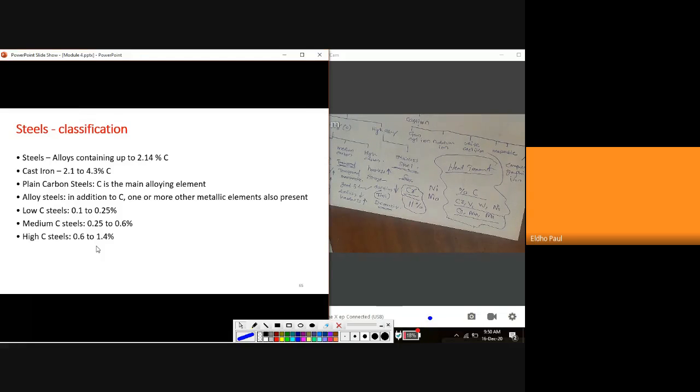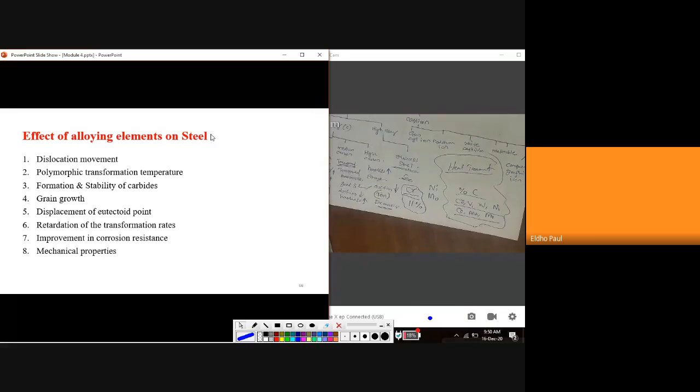So that is about steel and the different types of steel classification. And what are the effects of alloy elements on steel? We use different types of alloy elements in steel, and we use different types of heat treatment to enhance the properties of steel. Next, we are going to discuss the different effects of alloy elements on steel. The first one is dislocation movement. By adding any of these alloy elements, how is the strength increased?